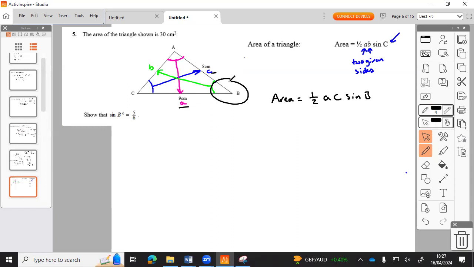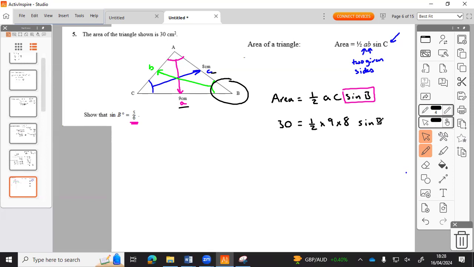So we have to show that this whole term is equal to 5 over 6. So let's put in the information that we've got and then start to rearrange to see if we can actually find that out. So we get given the area in the question, which is 30. That doesn't change. Side A is 9. Side C is 8. Side B.